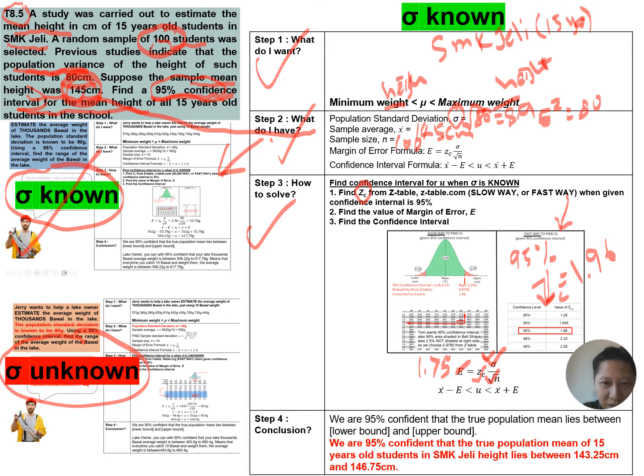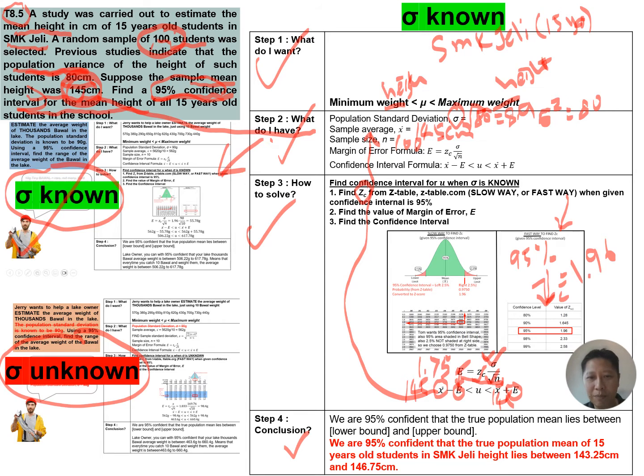E, we're going to replace into the confidence interval formula. And then how about the sample average? Do we have this number? Yes. Going up to here, sample average. The number is 145. So replacing the numbers into the interval, we get the final conclusion.